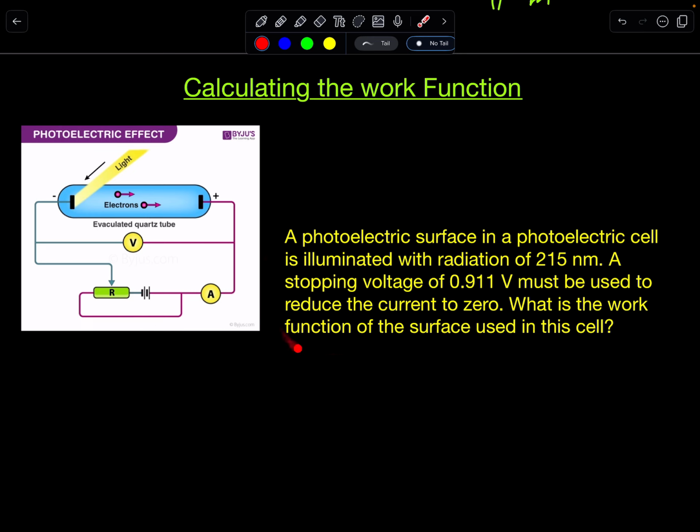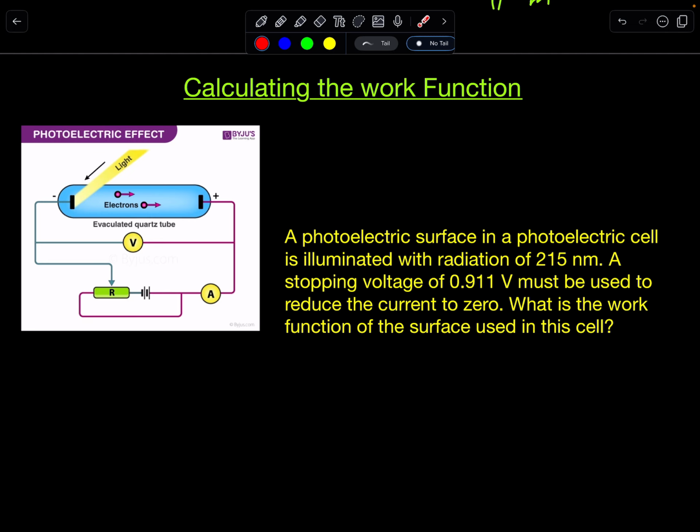So if we take a look at this classic problem, it says that a photoelectric surface in a cell is illuminated with 250 nanometer light, that's like UV, ultra UV light, and a stopping voltage of 0.911 volts must be used to reduce the current to zero. What is the work function of the surface used in this cell?